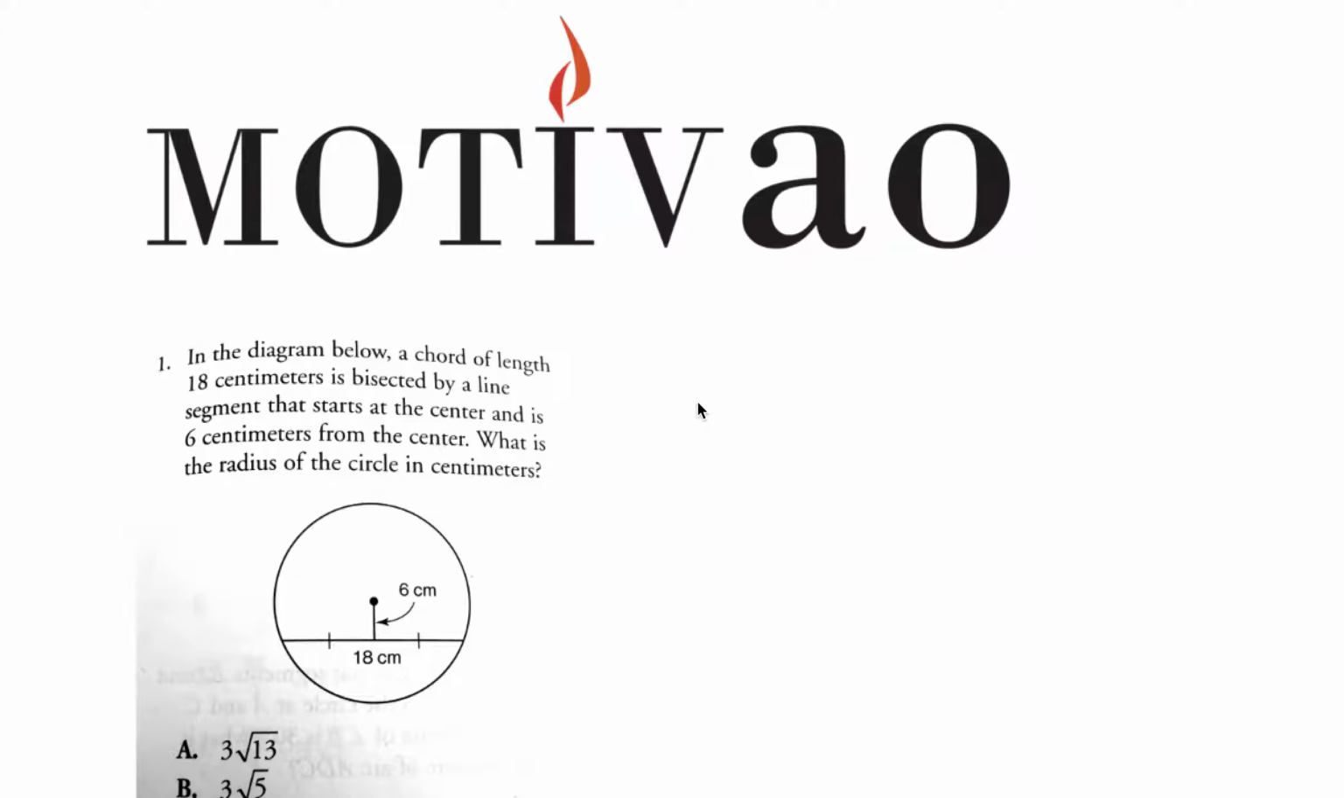Perfect. Okay. So first thing we need to know is, what does it mean to bisect a line? Well, it means to divide a line in two equal parts, and that's the key here, right? This line right here is dividing this one in two equal parts. So if the total length of the chord is 18 centimeters, then how much is half of that?